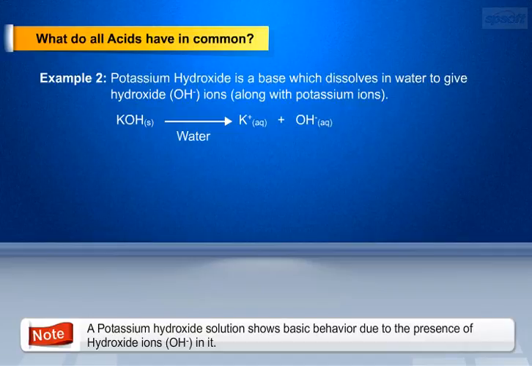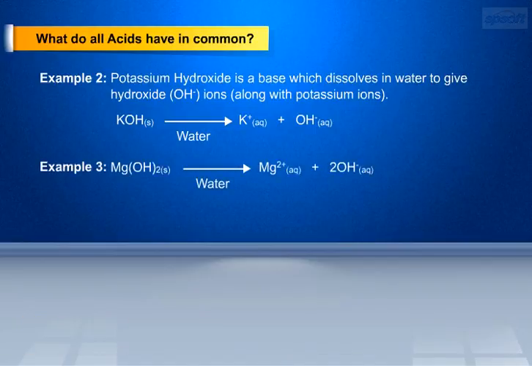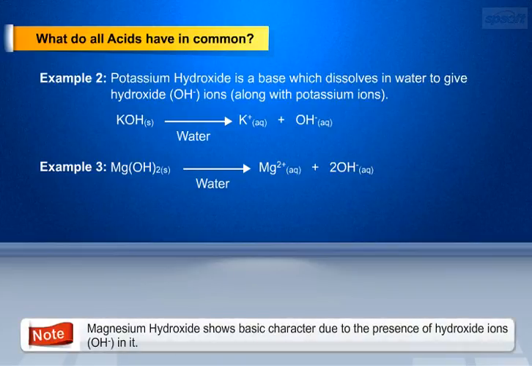The next example: magnesium hydroxide is a base which dissolves in water to give hydroxide ions, along with magnesium ions. The chemical equation is Mg(OH)2, in the presence of water, gives Mg2+ and 2OH-. Please note that magnesium hydroxide shows basic character due to the presence of hydroxide ions in it.